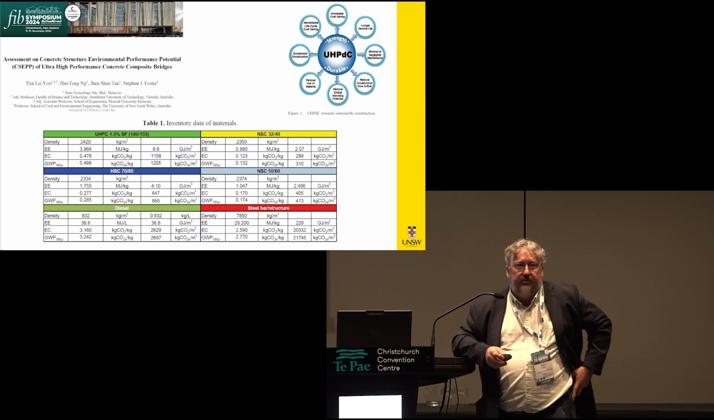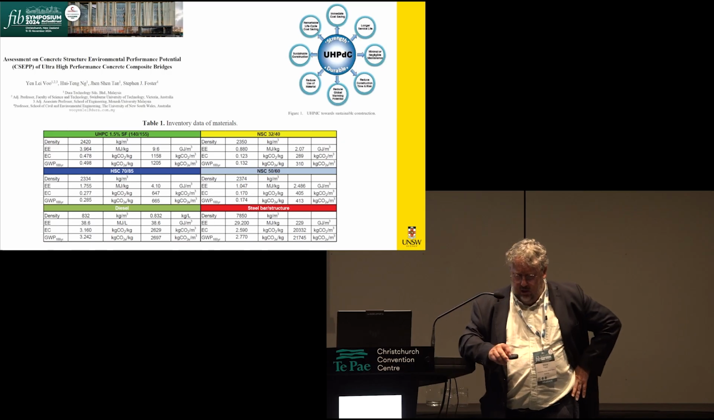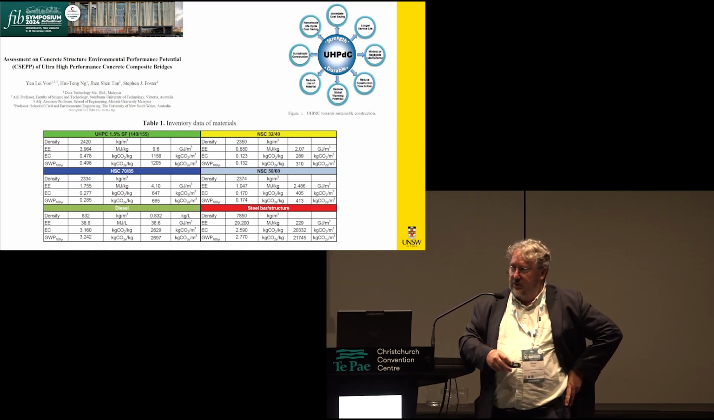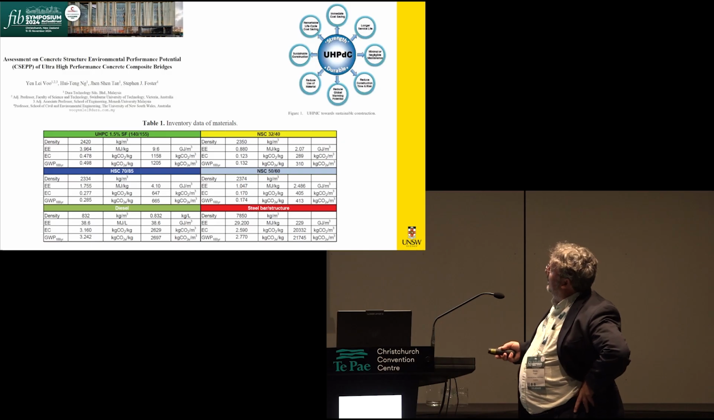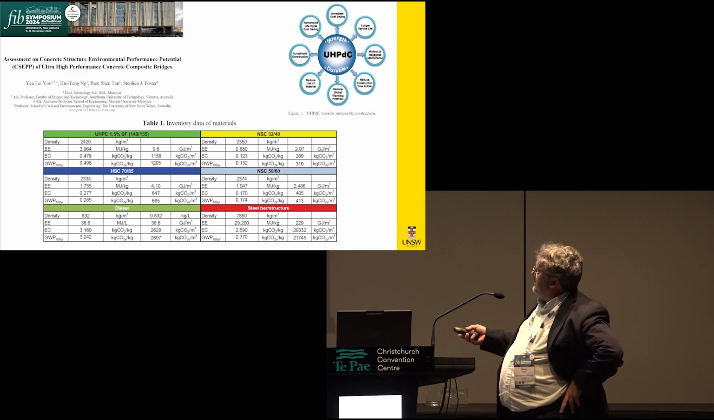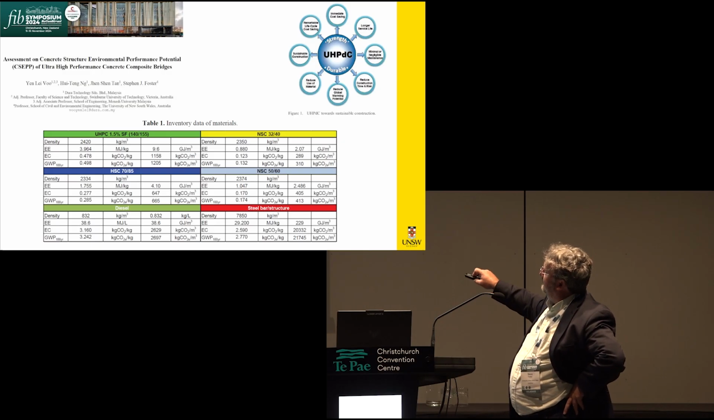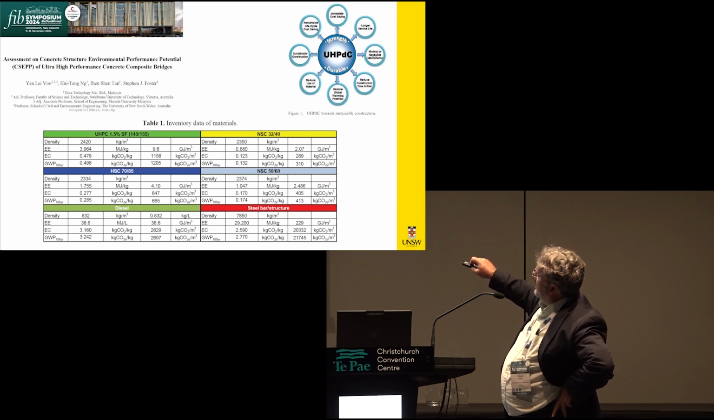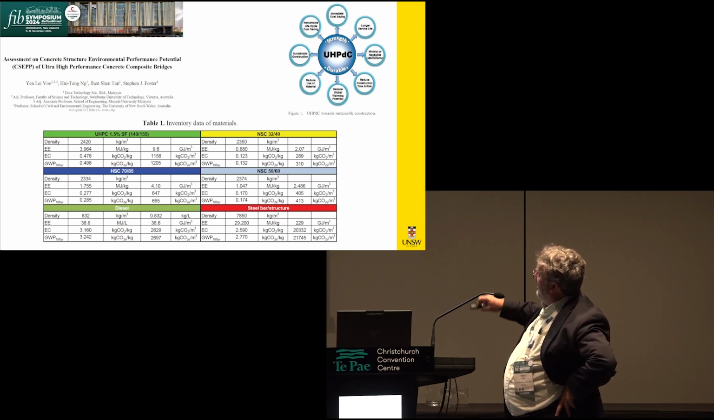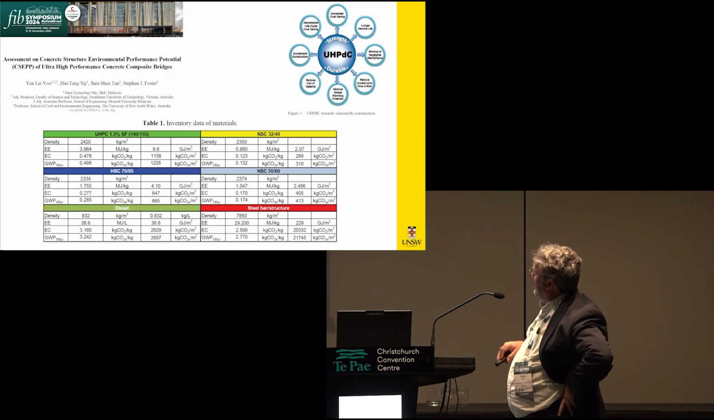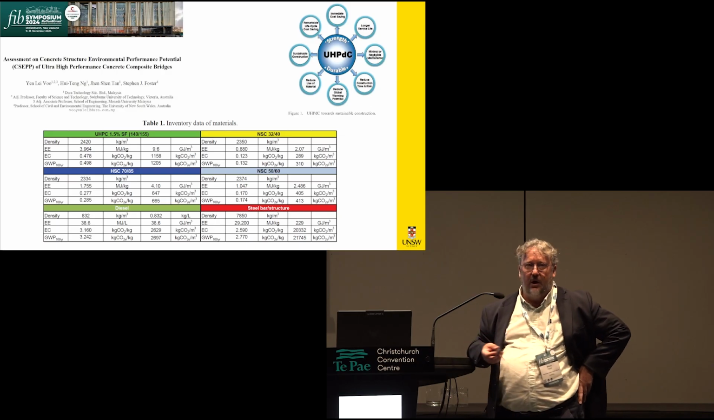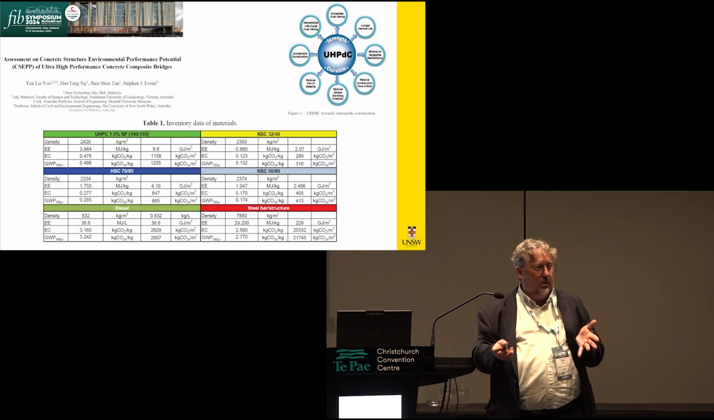This is a paper in the fib proceedings. We did some analysis on Jackie's bridges. This is the inventory of data, and you can see here the embodied carbon, 0.478 for UHPC with 1.5% fibres, compared to 0.1 for a normal strength concrete and 0.28 for a high strength concrete. So it is actually a very high carbon product per cubic metre of material.